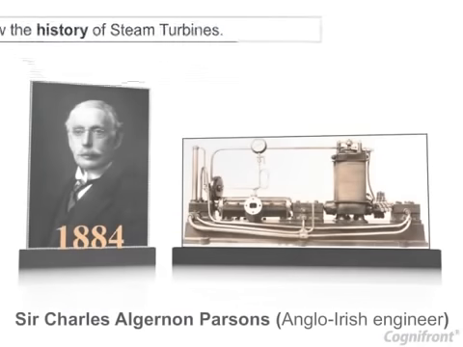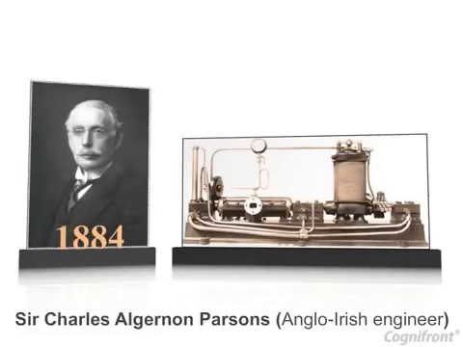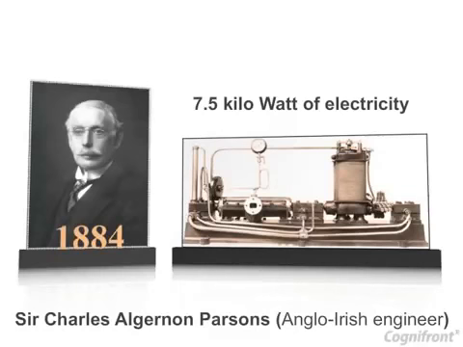History of steam turbines. Anglo-Irish engineer Sir Charles Algernon Parsons invented the modern steam turbine in 1884. The first model of the steam turbine was connected to a dynamo that generated 7.5 kilowatts of electricity.